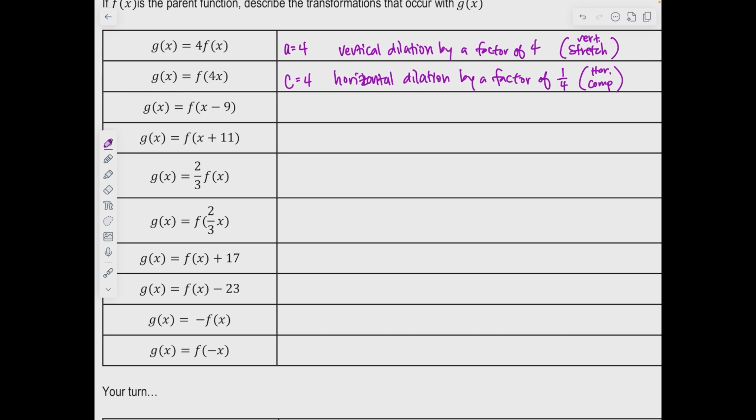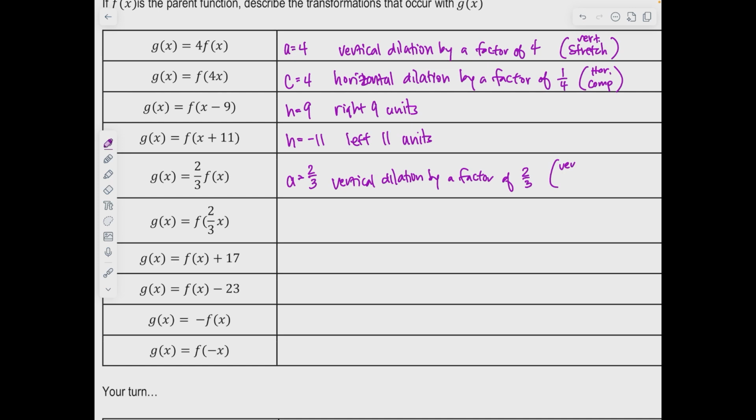Okay, again, this one, your x's are lying to you. So this is just going to be right 9 units. Okay, inside the parentheses, it's another h value. This is negative 11, so this is going to be left 11 units. Okay, again, 2/3 is multiplying outside of the parentheses. That's an a value. So this is a vertical dilation by a factor of 2/3. Okay, because 2/3 is between 0 and 1, this would be a vertical stretch.